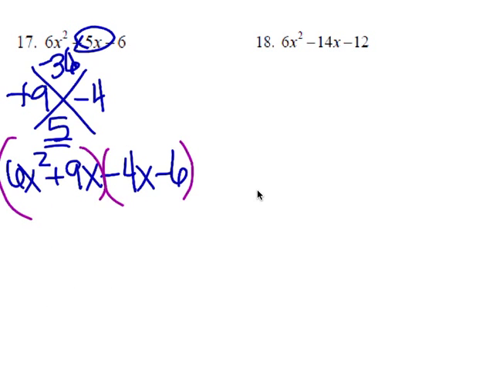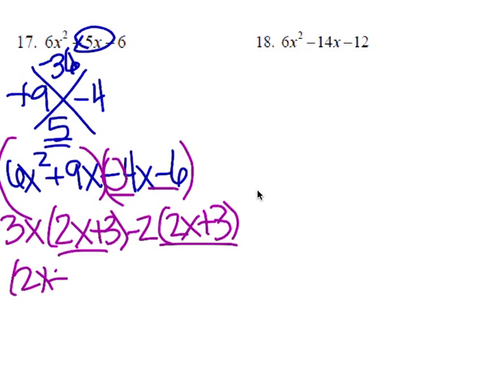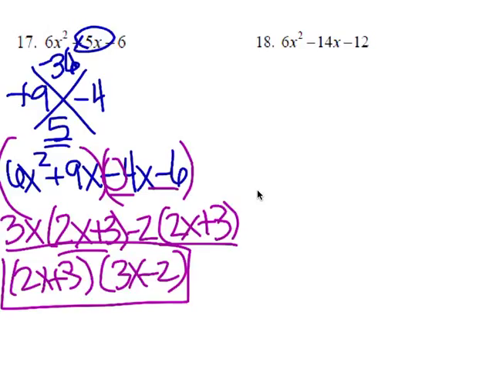Between 6 and 9, I can take out a 3. Between x squared and x, I can take out an x. So 6 divided by 3 is 2, and then x. And then 9 divided by 3x is just going to be 3. Between -4 and -6, I'm actually going to take out a -2 because this first sign is negative. So -4 divided by -2 is 2x. -6 divided by -2, that's what's going to give me a positive 3. So then here I have 2x plus 3, and then in my next one, 3x minus 2. So that's my final answer for number 17.